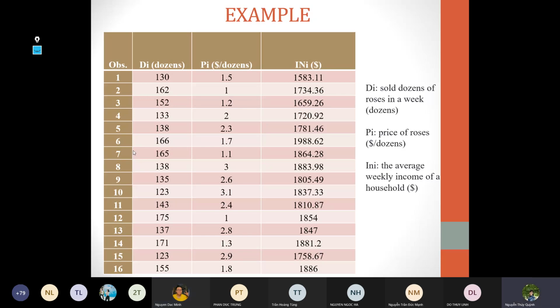So you think that D_i here is the dependent variable and P_i and IN_i are the independent variables that can explain the value of D_i. All right. So D_i here will represent what factor? What factor have you learned in microeconomics?